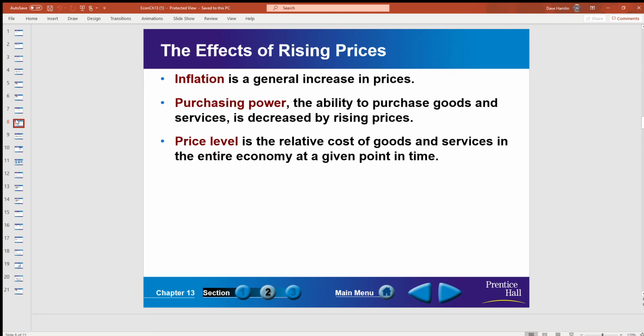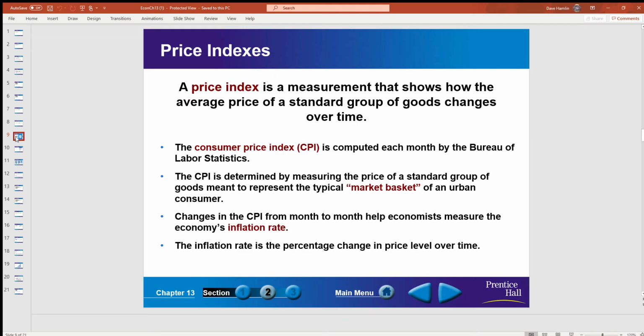Price level is the relative cost of goods and services in the entire economy at a given point in time. And so we can measure price levels every month, every quarter, every year. We take a look at goods and services in a basket of sorts. We look at those prices and we can tell based on inflation whether we've got more purchasing power or less. The price index is a measure that shows how average prices of a group of goods change over time.